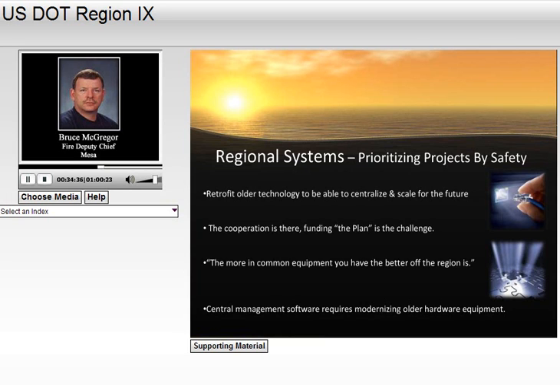You know, it takes man hours, it takes equipment, and in order to get that streamlined operation in line with all the rest of the cities that are part of our project, we're having to extend funding to do that. And so I think the cooperation's already there. It just, you know, funding the plan seems to be one of our biggest challenges.